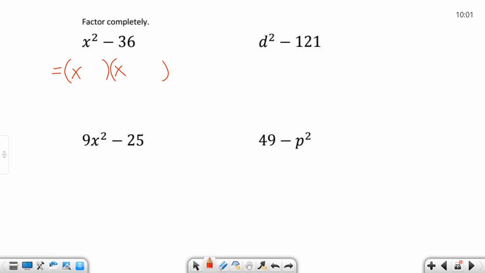What do you square to get 36? 6. So if 36 is last, then your 6's go last in your parentheses here. Okay? So 6 and 6, and then one of them is plus, and the other is minus. And you say, well, does it matter if I put the plus first or the minus first? It doesn't. But don't put 2 pluses or 2 minuses. That's something totally different. So it's either plus 6 minus 6 or minus 6 plus 6. Okay? So x plus 6, x minus 6 is here.